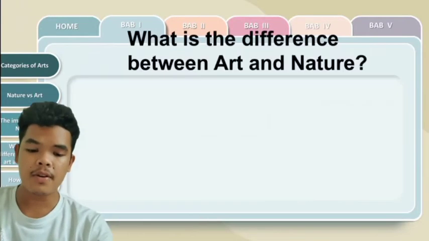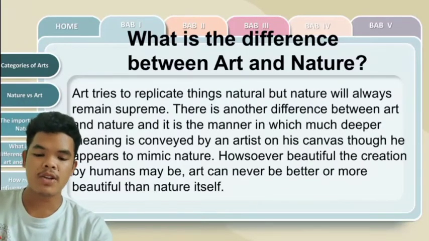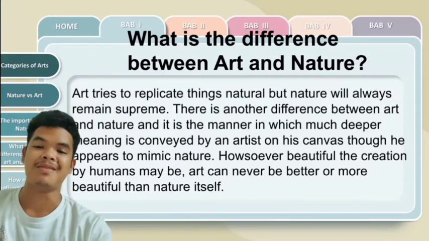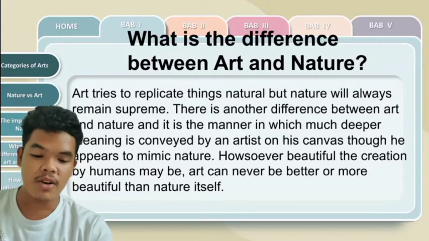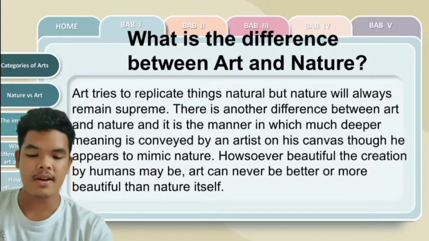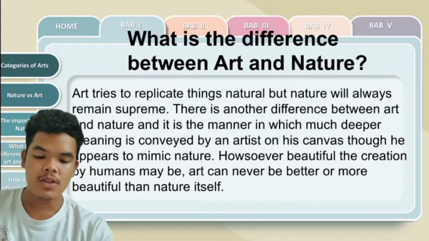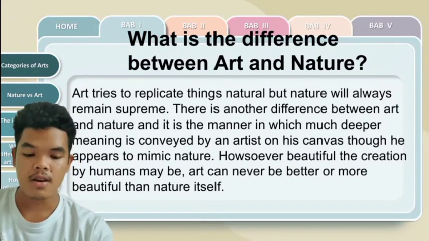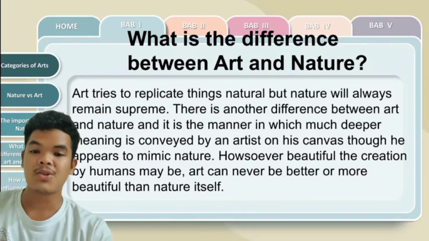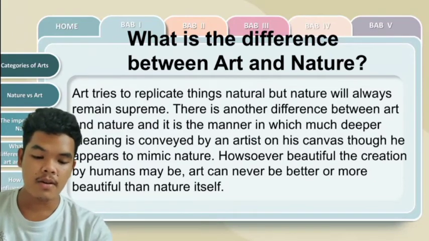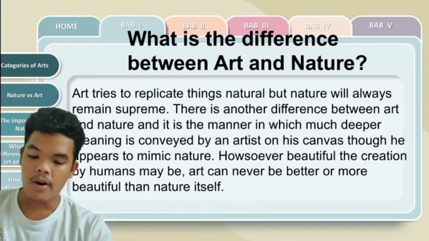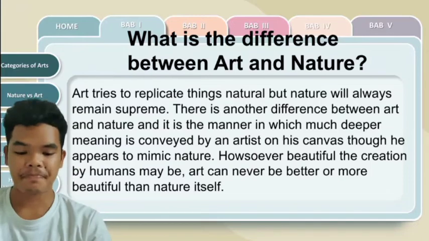And what is the difference between arts and nature? Art tries to replicate things natural, but nature will still remain supreme, diba? There is also another difference between arts and nature, and it is the manner in which much deeper meaning is conveyed by the artist on his canvas, though he appears to mimic nature. However beautiful a creation by humans may be, art can never be better or more beautiful than nature itself.